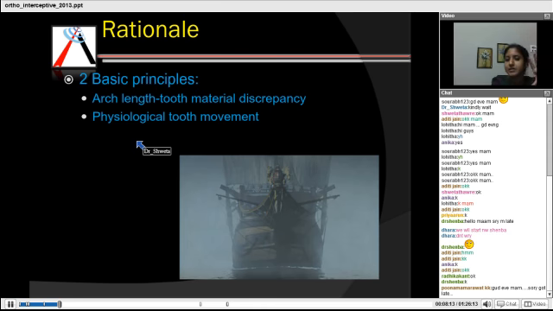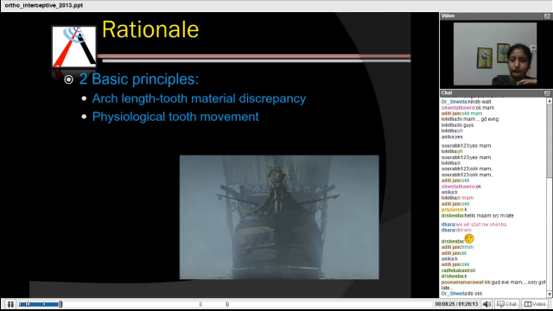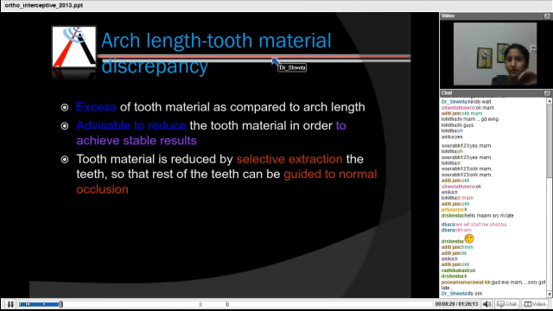The two main principles are arch length tooth material discrepancy and physiologic tooth movement. These are the two main principles on which serial extractions work. Arch length tooth material discrepancy is when there is more tooth material and less arch length, you need to remove this tooth material. So whenever your space discrepancy is more than 5 mm, you need to go for serial extractions.